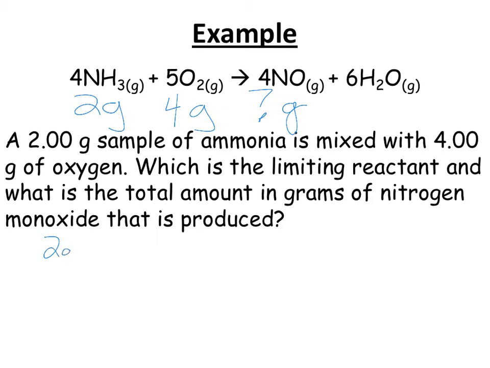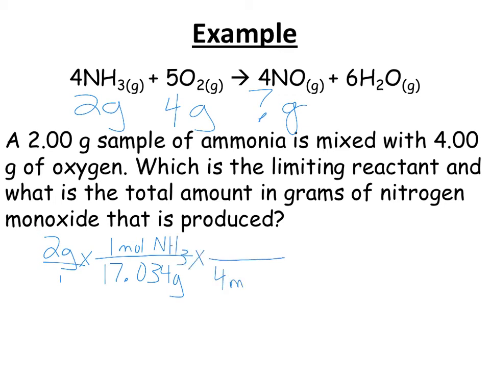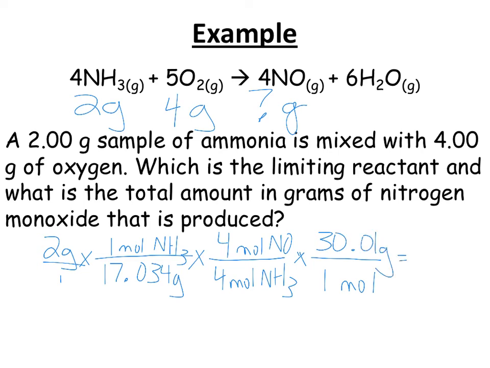So I'm going to start with my 2 grams over 1. And then I want the molar mass of ammonia down there. Now my mole ratio. So I got 4 moles of ammonia for 4 moles of nitrogen monoxide. And then back to grams, but this time we're doing NO, whose molar mass is 30.01. Now multiply that all up, and we get 3.52 grams for this one.